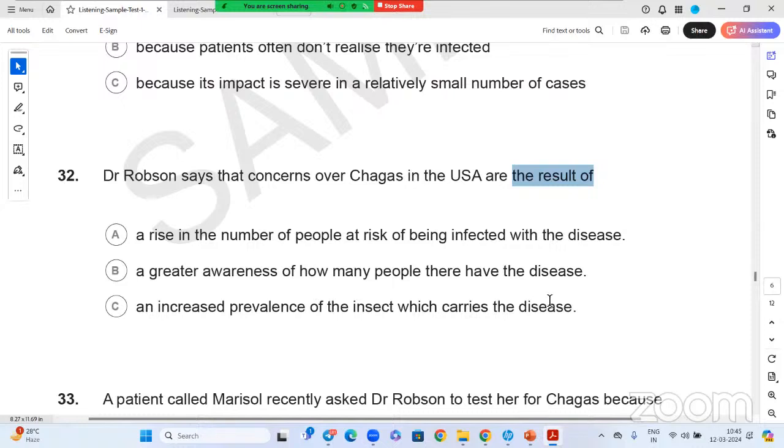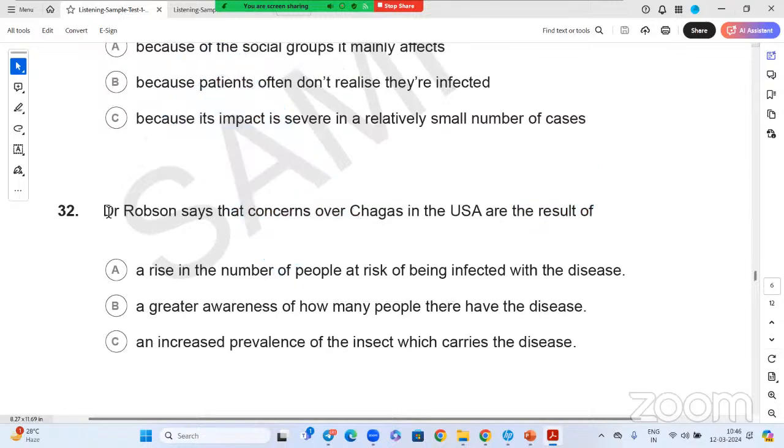So questions will be based on this. Now let us see here. Here is another question. I've already explained these questions to you. You can go through these questions. Concerns.